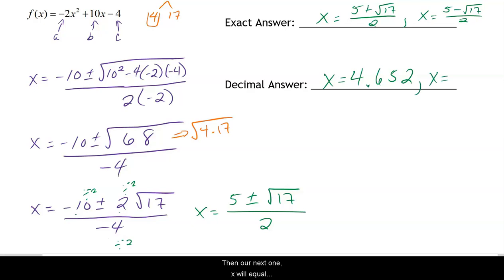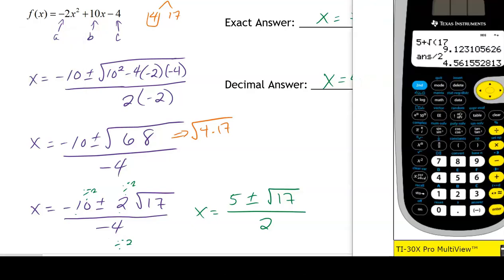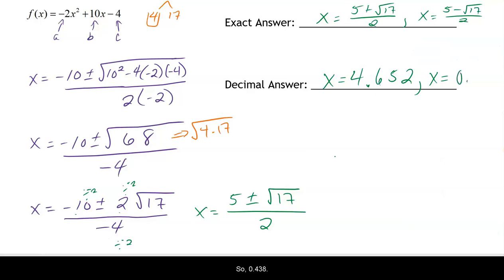And then our next one, x will equal, so then we need to do the minus version. So 5 minus the square root of 17, enter, divided by 2. And so that will be 0.43844, so that 4 is not going to round our 8 up. So 0.438. Those would be our exact and our decimal answers.